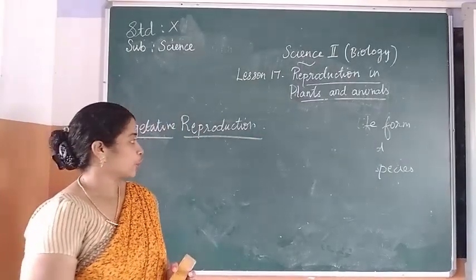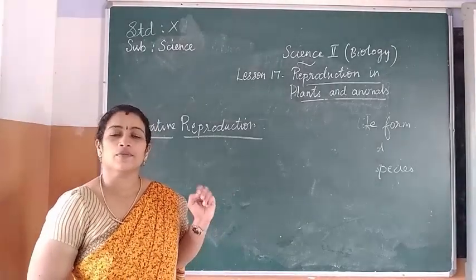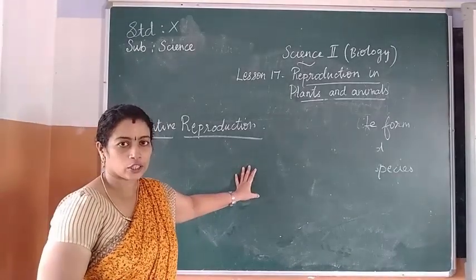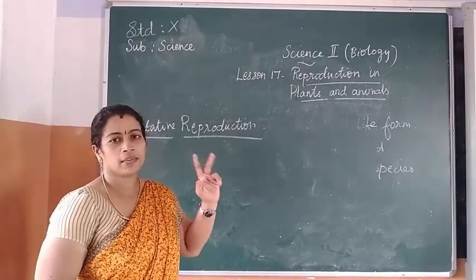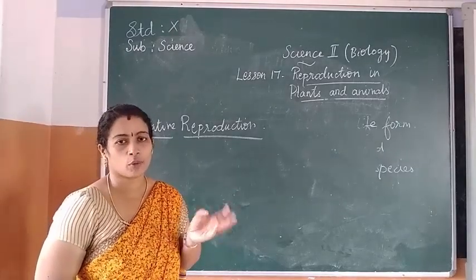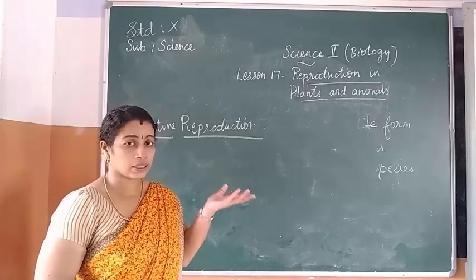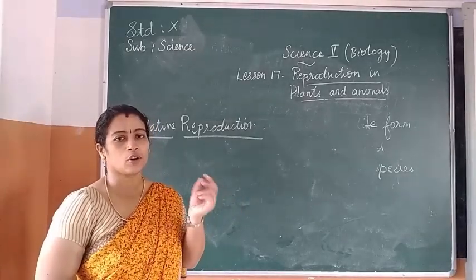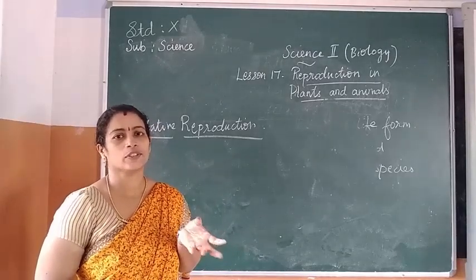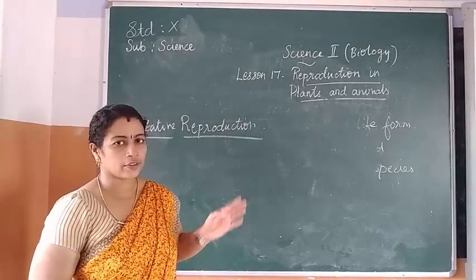Vegetative reproduction, as I already told you, is the formation of new individuals from the vegetative part of the plant. What are the vegetative parts? Maybe root, stem, leaves, and also buds. From these regions, new plants will be formed. Roots are able to produce new plants, and if you cut the stem, or the underground stem, it is able to produce new plants. Even from leaves, new plants will arise. So we are going to study each and every type.